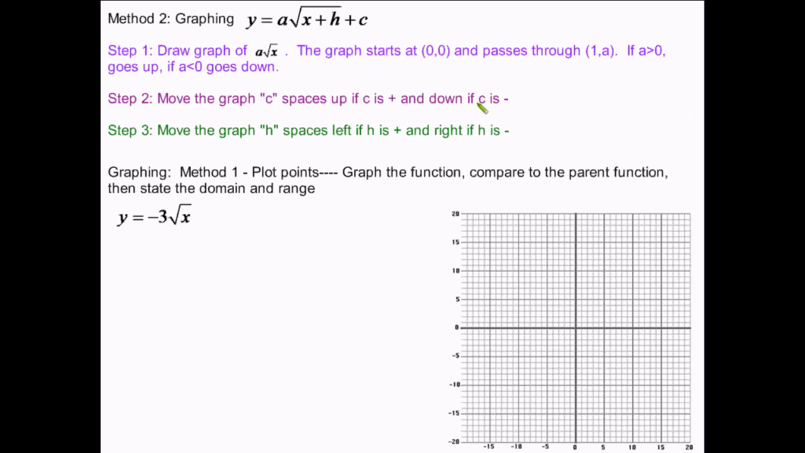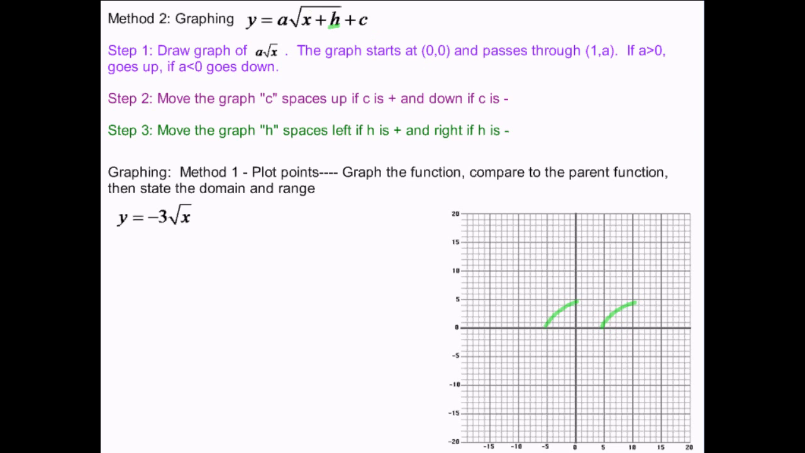And then if c on the outside is positive, instead of starting at 0, 0, you start at that number c. So if it was 5, you'd start up here at 5. If it was negative 10, you'd start down here at negative 10. So positive moves it up, negative moves it down. Now underneath the radicand h, if this is positive, we move to the left, which is kind of backwards from what you might think, but that's because we're under the radicand. So if it's plus 5, we'll start back here, and if it's minus 5, we start here on the right.